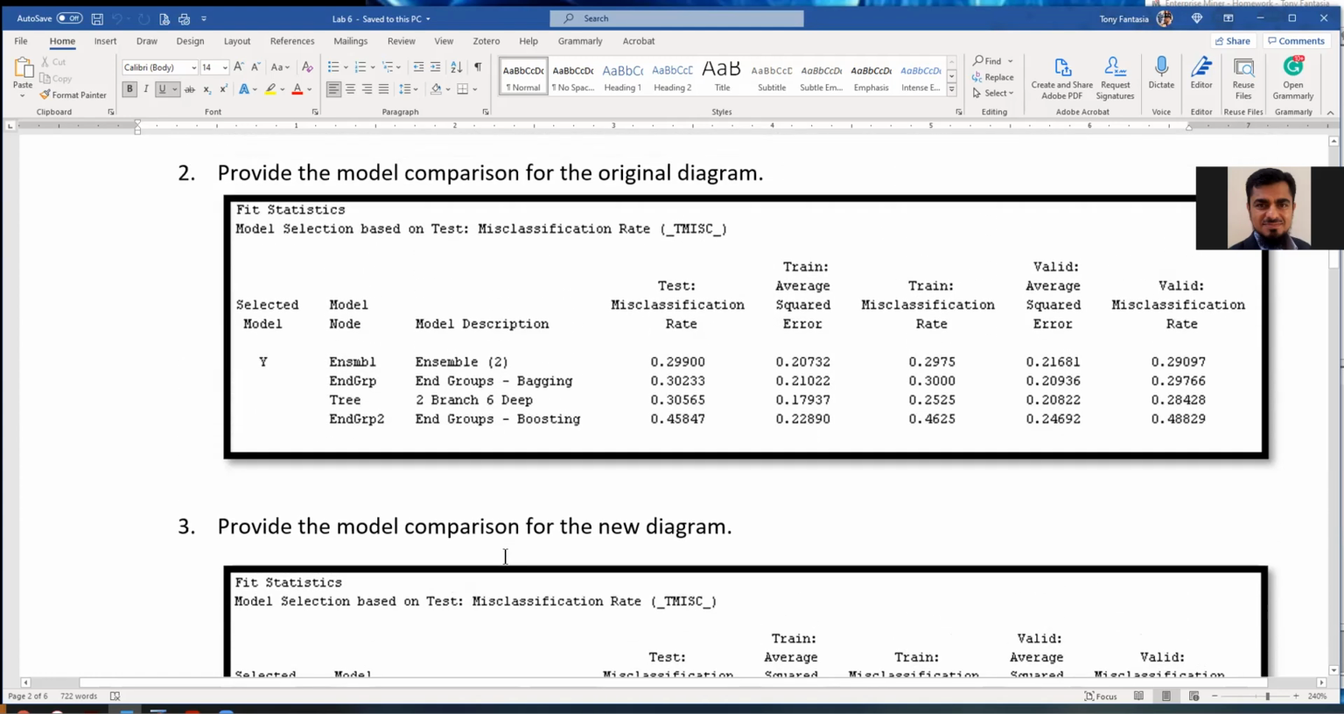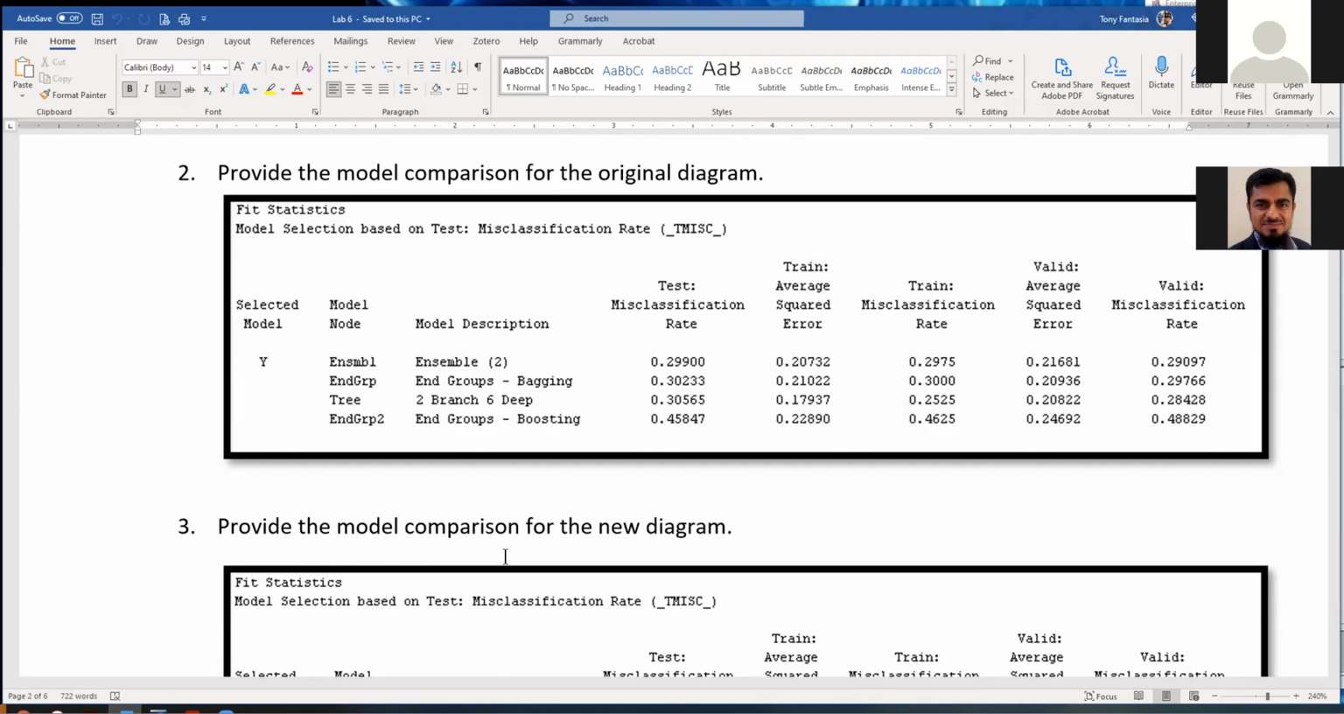Then I got a decision tree with 0.28428, followed by an Ensemble, and I expected that. Does anybody else get the Ensemble, or is everybody else getting the 2 branch 6 deep decision tree for your optimal model? You look at the test misclassification rate, right? Yes, the test. Okay, yep. So I have the same, the ensemble for the first one, and for the second one I have the decision tree.